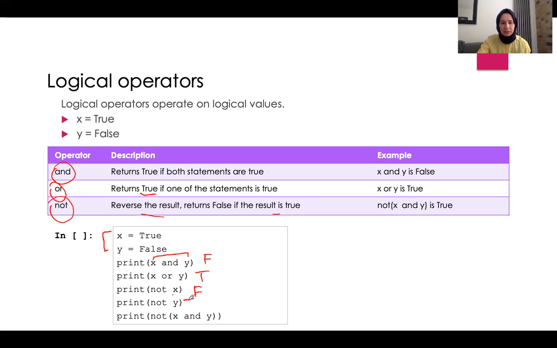Not Y will be true. X and Y was false, as you remember, and not (X and Y) will produce true as well, because we need to reverse the result here. And when you run this piece of code, these are the results you will get, and as you can see, they align with our answers here.